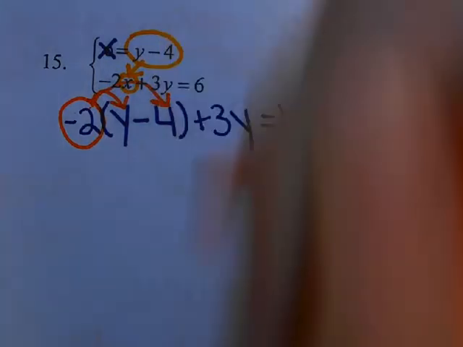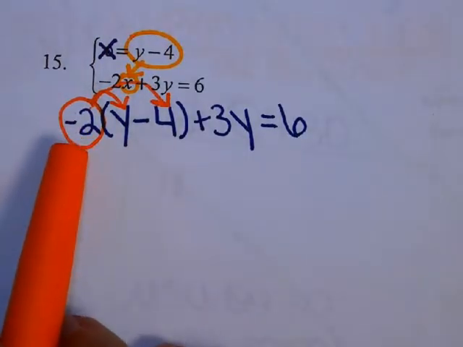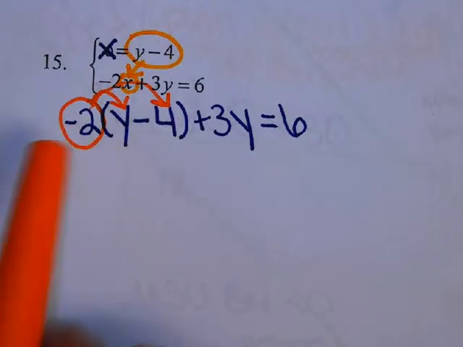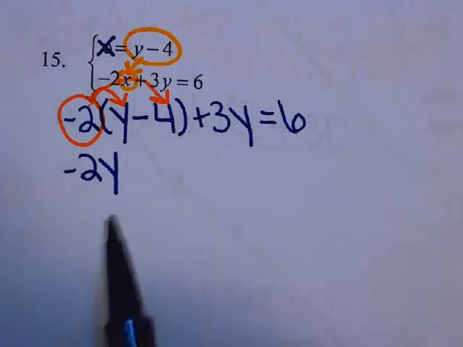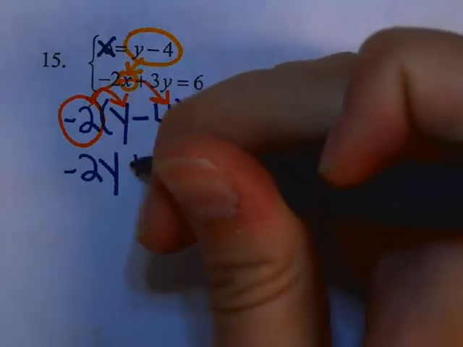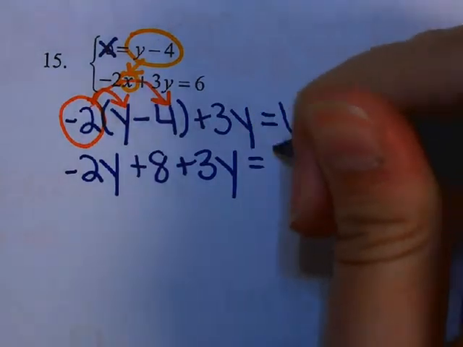Okay, if you think back to solving equations at the beginning of this year, you take this number out front and you have to distribute it. We're going to distribute it to both parts. It's important that if there's a minus sign with the number out front, you also distribute it as well. Alright, so negative 2 times y, we get negative 2y. We have a negative 2 times a negative 4, that is a positive 8. And then we just write the rest down.